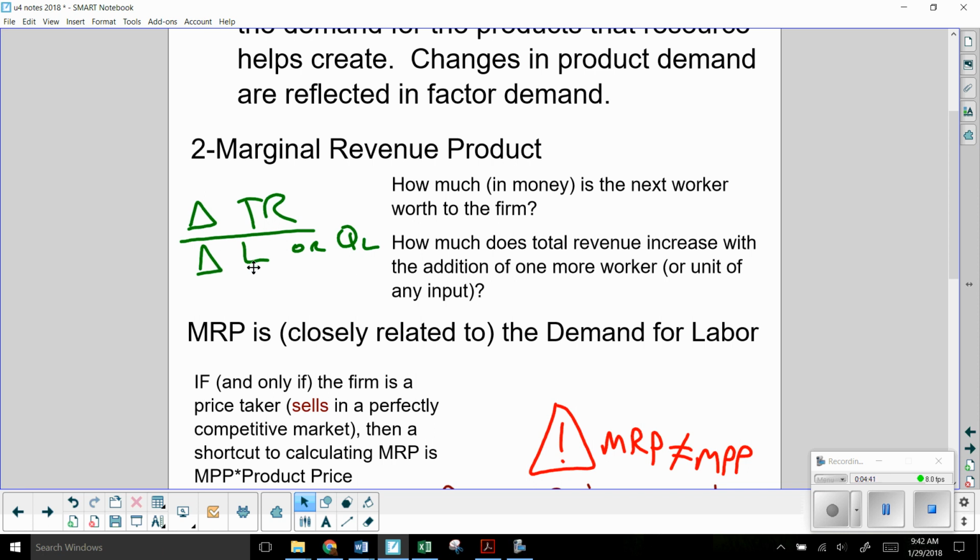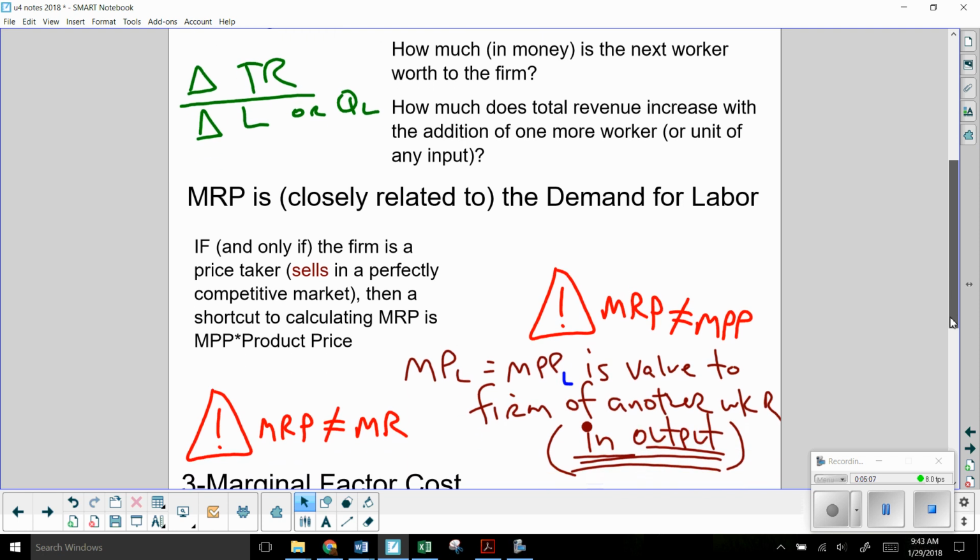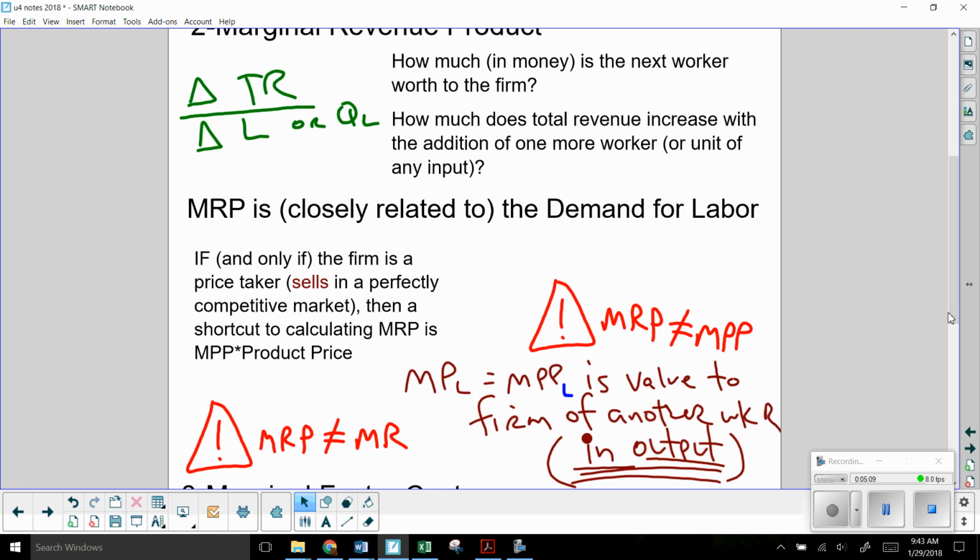We can use delta L or delta Q_L. It's really important not to just use delta Q, because delta Q would be referring to units of the firm's output, not units of the input that they're hiring. We're basically asking the question of how much in money the next worker is worth to the firm, or how much they increase the total revenue of the firm. If that were a negative number, that means that hiring that next worker would decrease the total revenue of a firm. They wouldn't want to do that because hiring that worker would, of course, increase their cost.